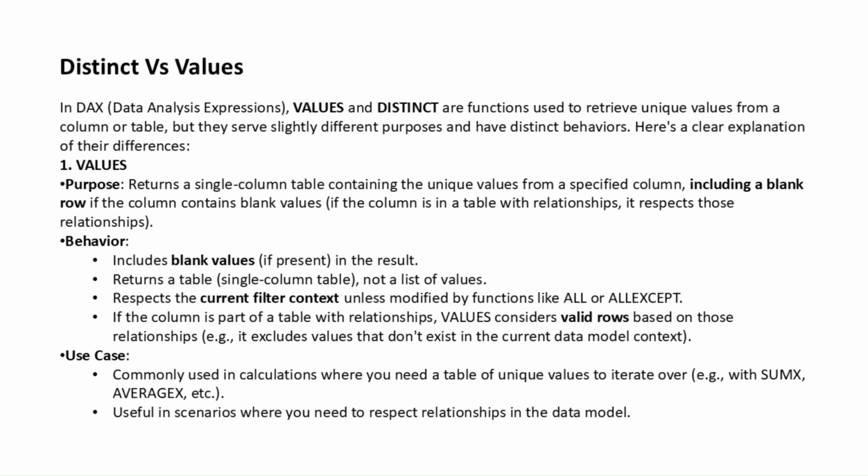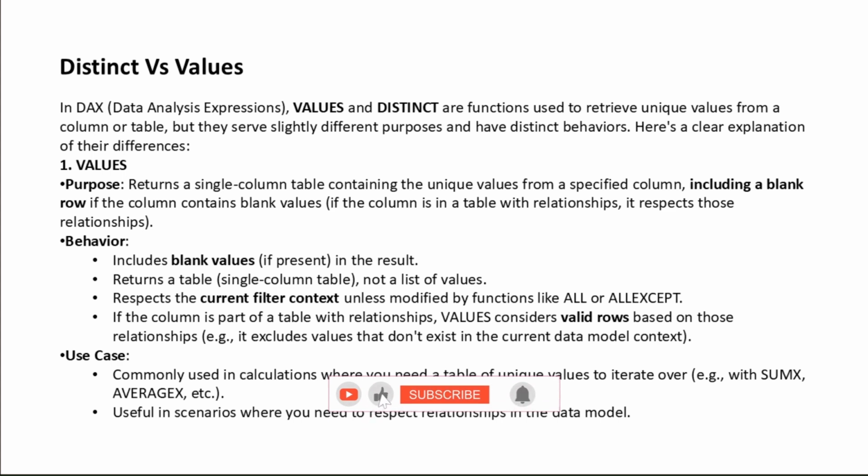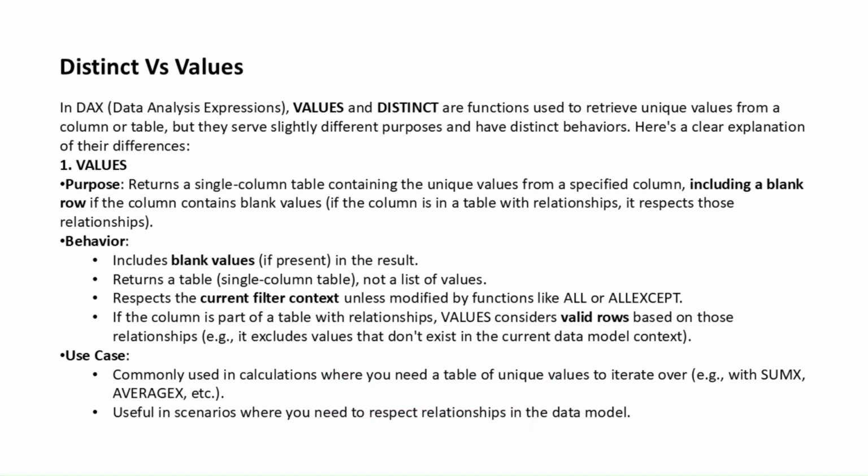If the column is part of a table with relationships, values considers valid rows based on those relationships, e.g., it excludes values that don't exist in the current data model context. Use case: commonly used in calculations where you need a table of unique values to iterate over, e.g., with SUMX, AVERAGEX, etc. Useful in scenarios where you need to respect relationships in the data model.